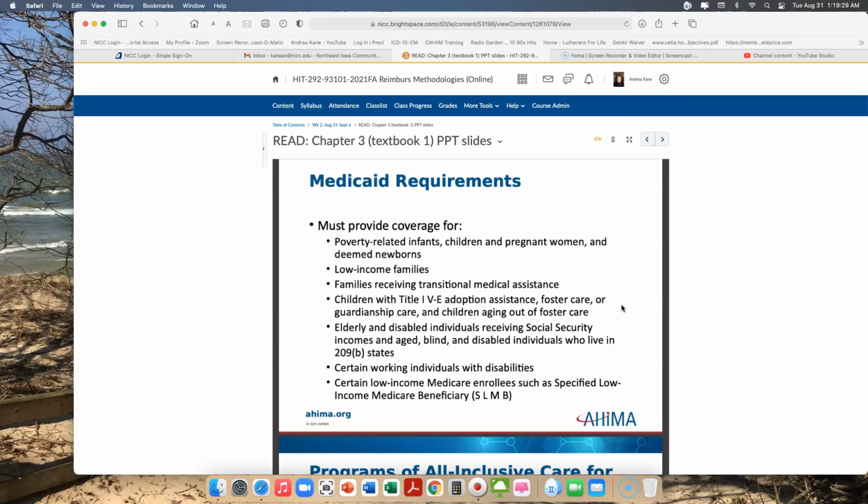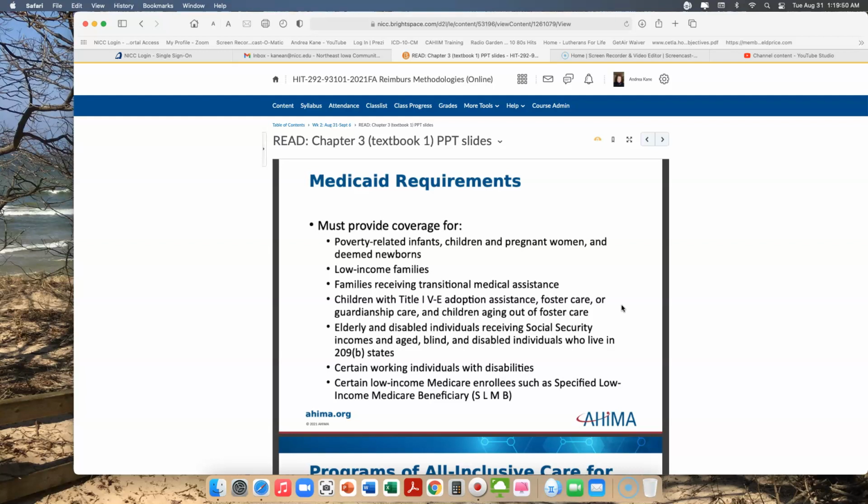They also include certain working individuals with disabilities and certain low-income Medicare enrollees, such as specified low-income Medicare beneficiaries. Those are all under Medicaid. They're all determined by the state, not the feds.